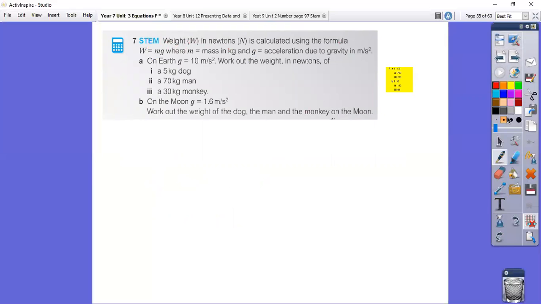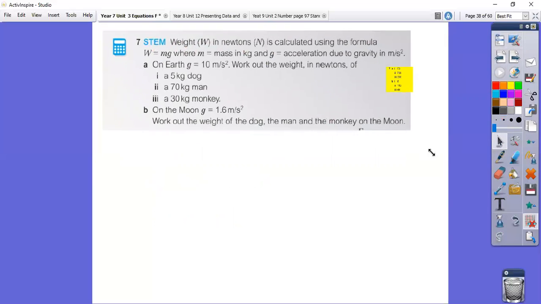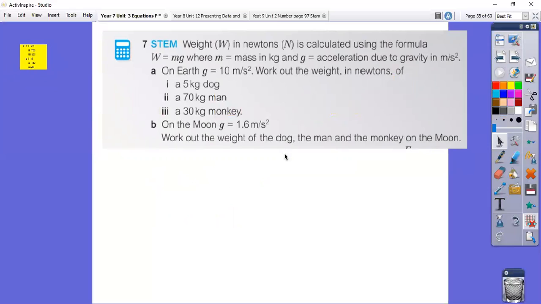Okay, next question is question 7. So the weight in newtons, N, is calculated using the formula W is mg, where that basically means the weight is equal to the mass times the acceleration due to gravity in meters per second squared. So on Earth, g is 10 meters per second squared. Work out the weight in newtons of a dog that weighs 5 kilograms.